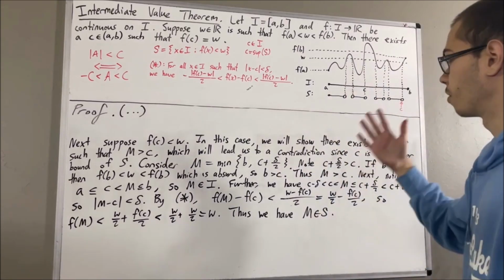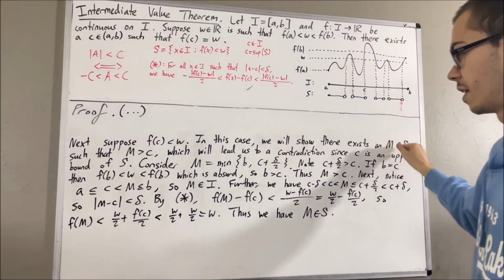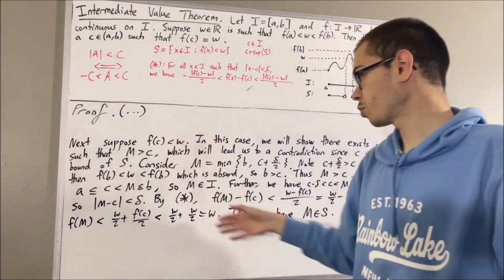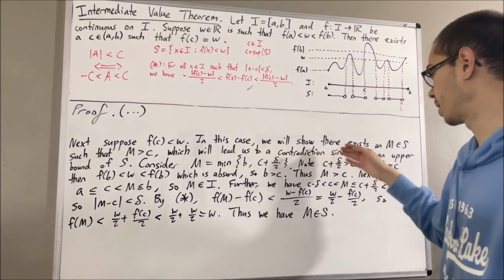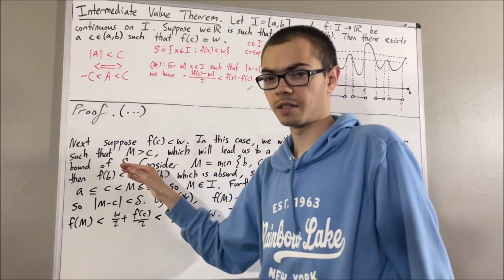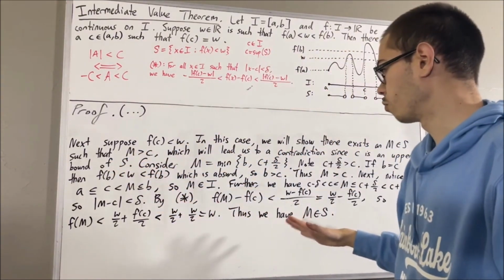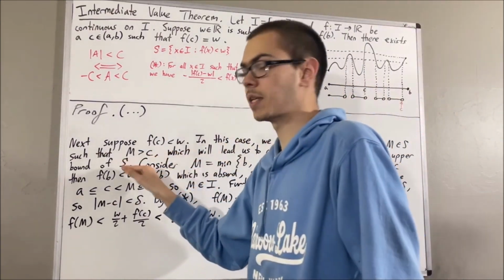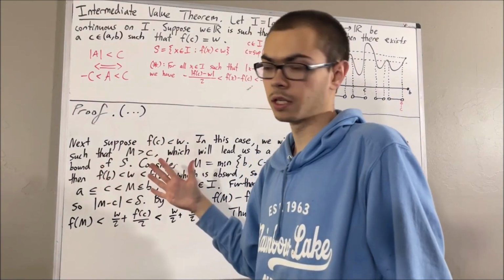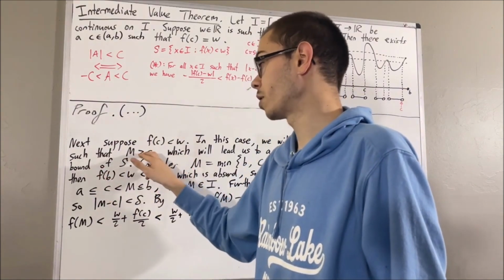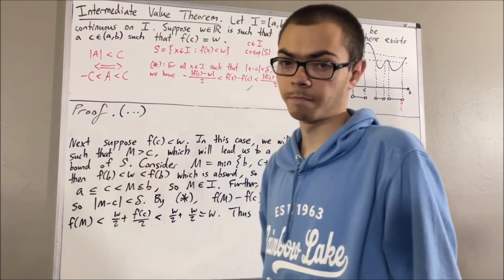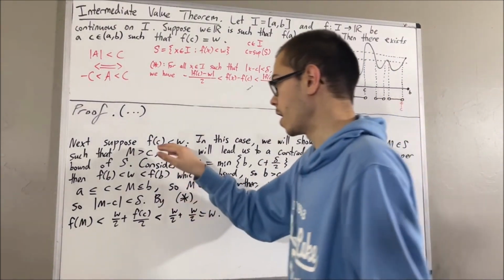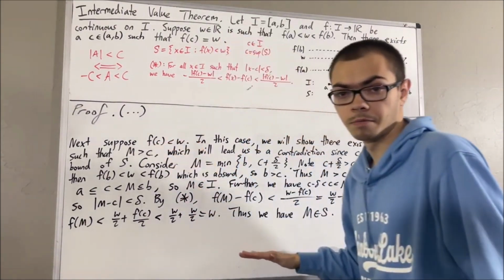So we have shown that m is an element of S, and we also showed before that m is greater than c. And so, well, this leads us to a contradiction, because c is an upper bound of S, right? We have that m is greater than c, but since c is an upper bound of S, this means every element of S is less than or equal to c. So not only is m greater than c, but m must also be less than or equal to c. That gives us a contradiction. So if f of c is less than w, we get a contradiction.